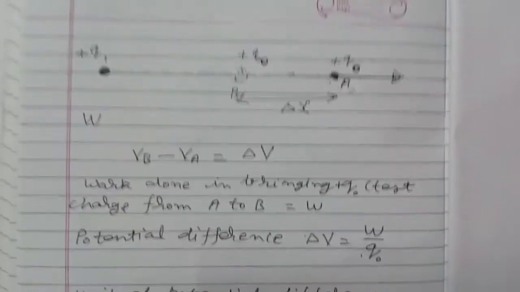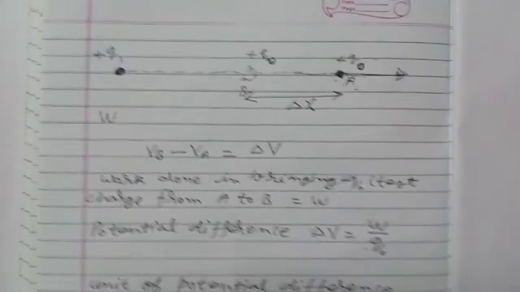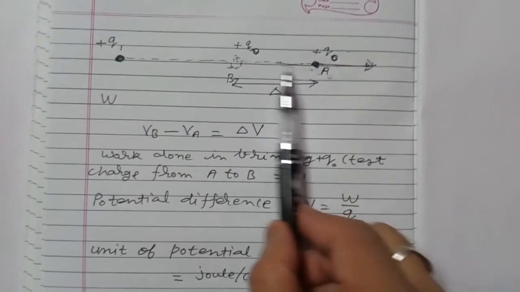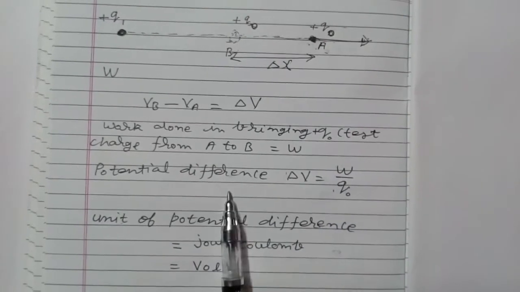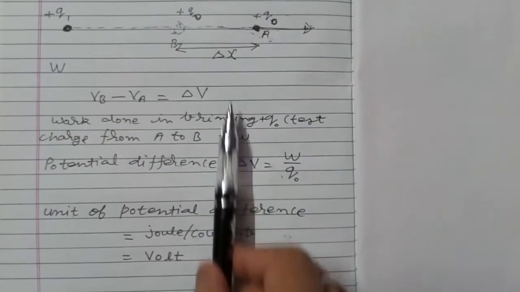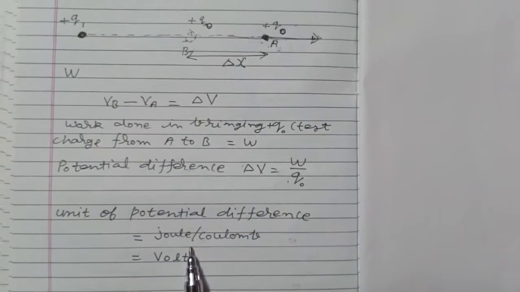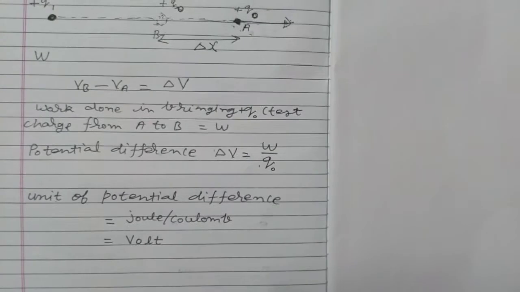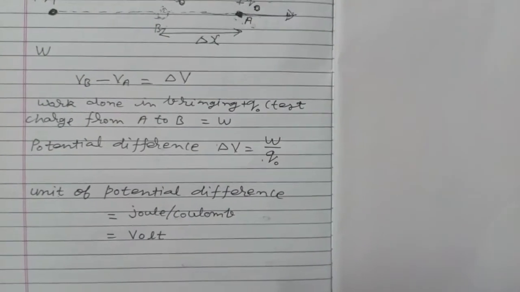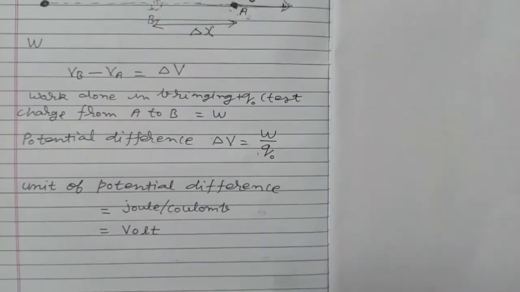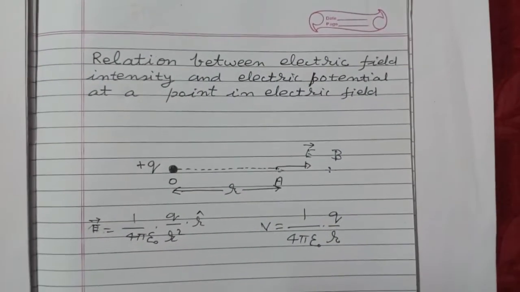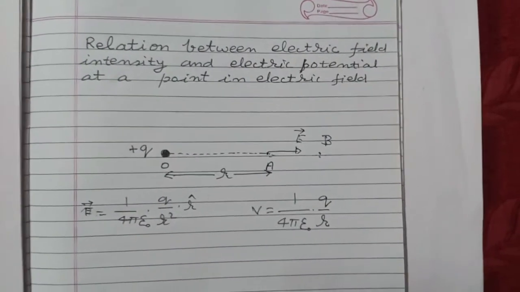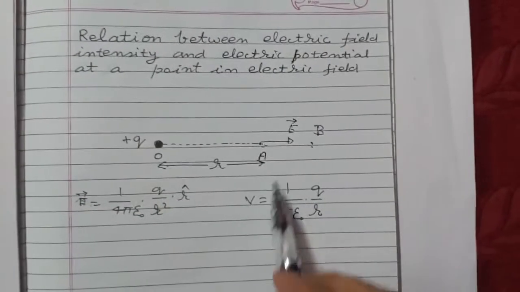In the last video lecture we were at the potential difference between 2 points in an electric field. Now I will start from here. We will find out the relation between electric field intensity and potential difference, that is, the relation between electric field intensity and electric potential at a point in an electric field.